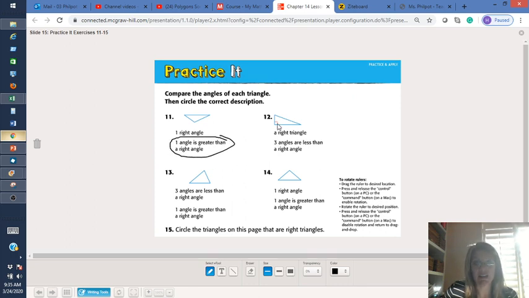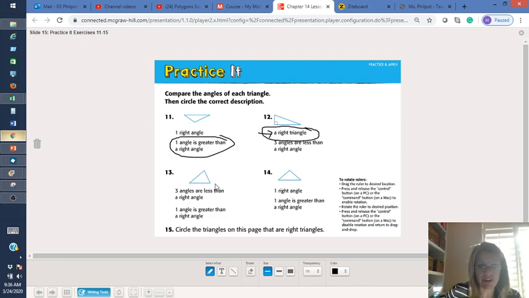Is this a right triangle? Yes. Are three angles less than a right angle? No, because this is equal to a right angle. These two angles are less than a right angle, but this is the one you're going to want to circle. Okay, three angles are less than a right angle, or one angle is greater than a right angle.